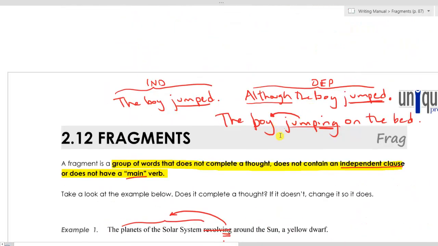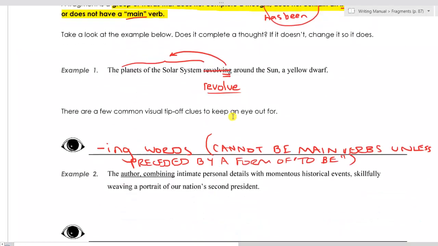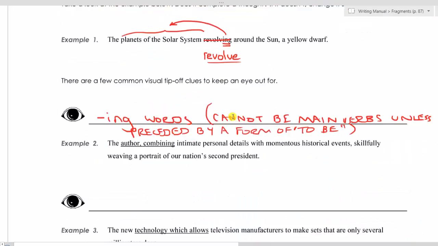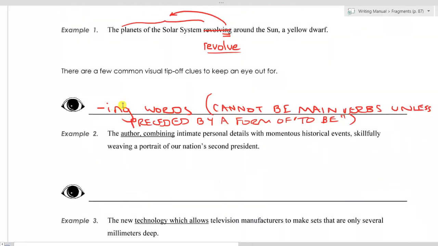If I put a was before this jumping, was or had been or will be or has been, if I put any of these forms of to be in before this jumping, then the jumping is part of the sentence's main verb. But without a to be verb before an ing word, I have to be very careful to look for and find a main verb elsewhere in the sentence, because that ing word cannot be my main verb.